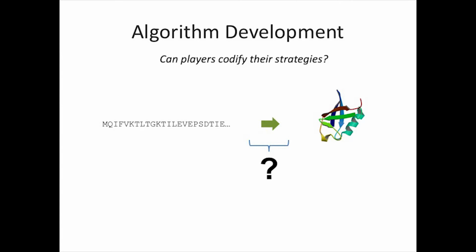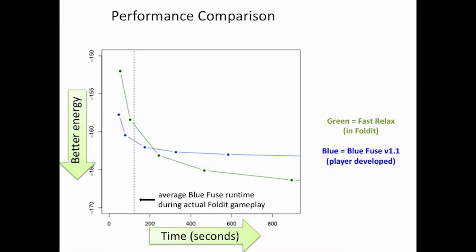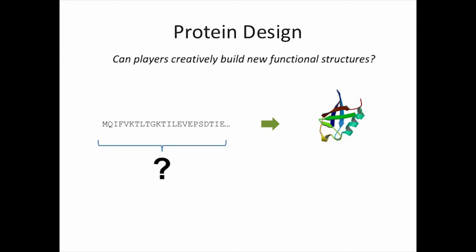In the interest of time, I'm going to skip the algorithm development section and go right to protein design. Protein design is in some ways the inverse of structure prediction. Structure prediction asks: if you have a sequence of amino acids, what is the three-dimensional structure of that protein? Protein design is the inverse: if we have a particular function that we want a protein to take, can we figure out a structure that will do that, and what is the sequence of amino acids that will build that structure, that will then fold up into that functional structure?